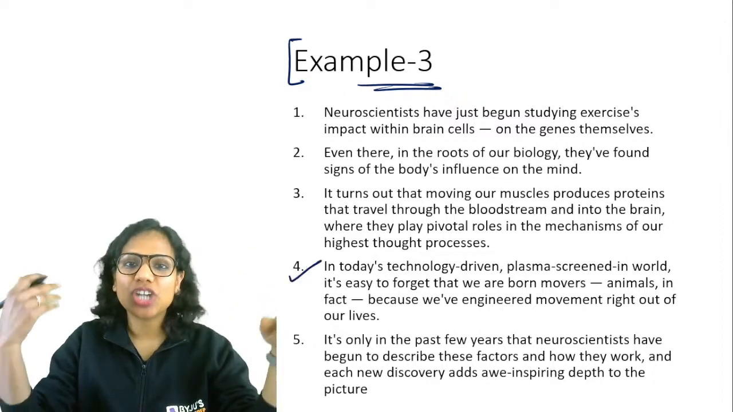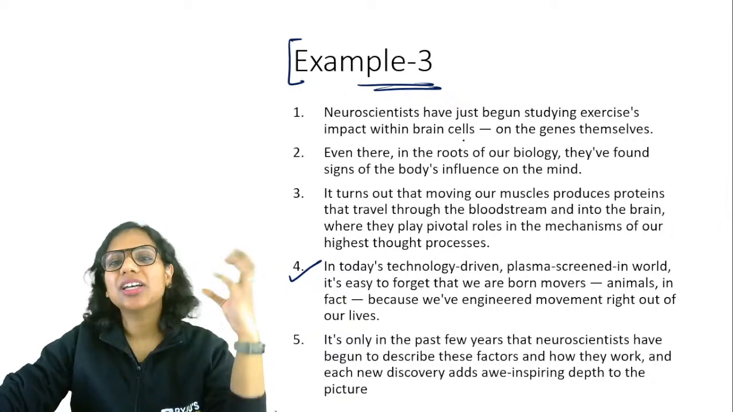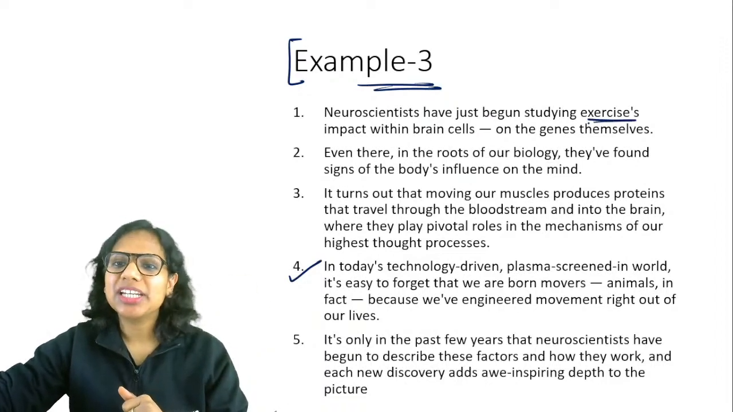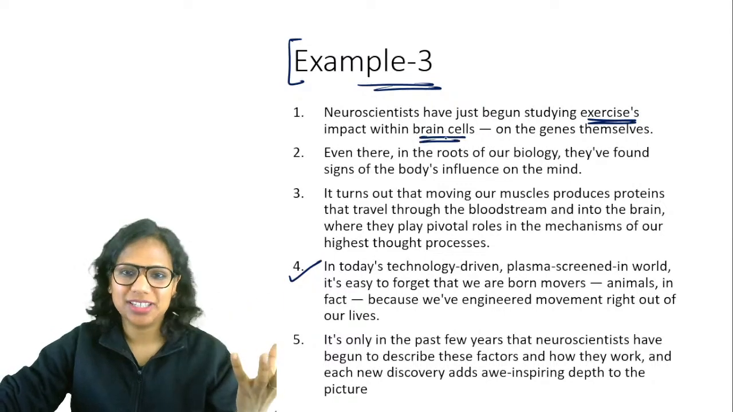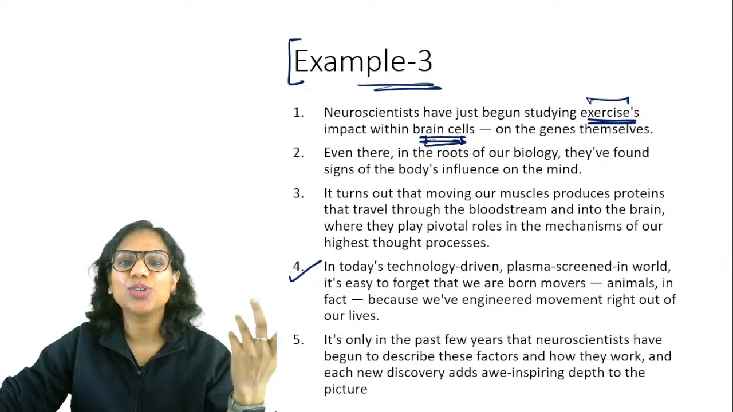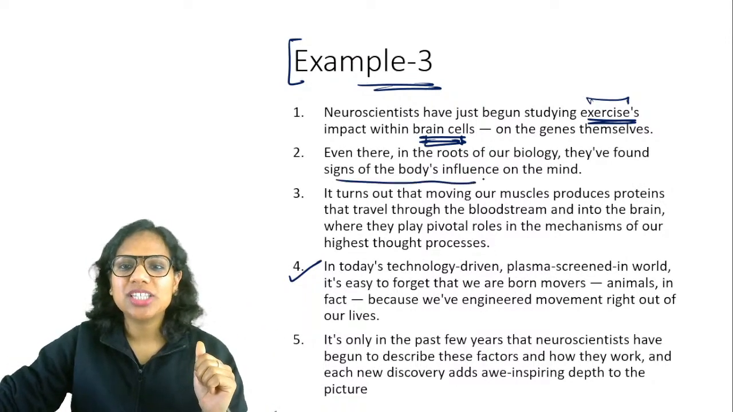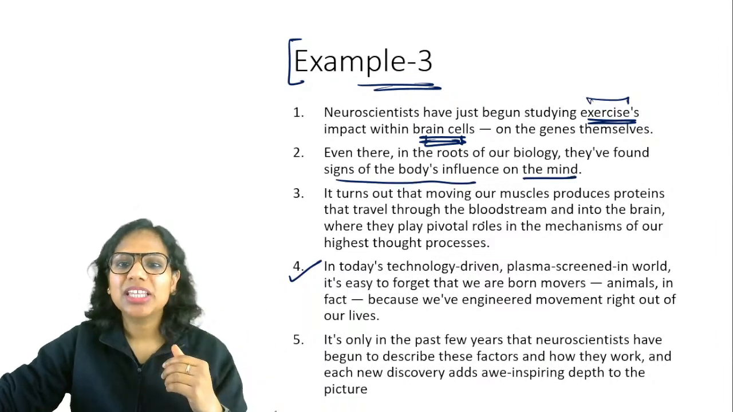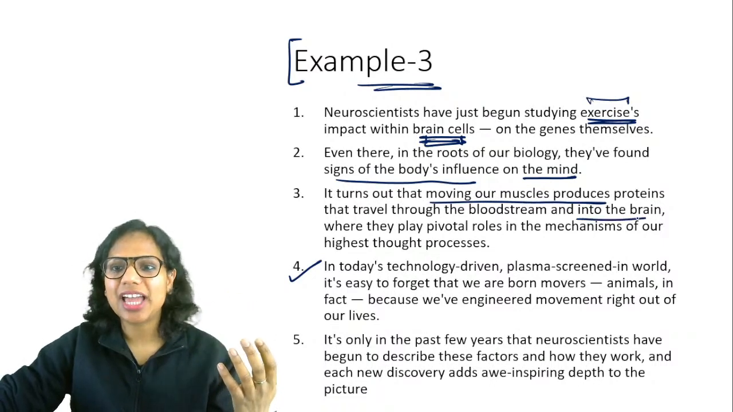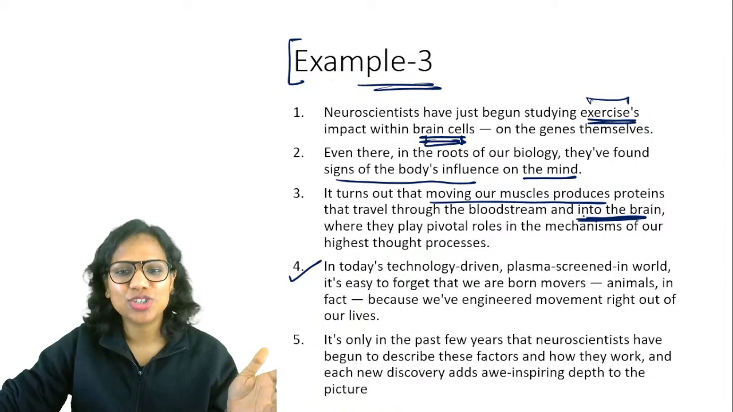And now, see, you've started to think that way. Correct me if I'm wrong, I think your thought process would have gone like this. You are relating exercise to brain, basically. We are relating the physical aspect to the mental aspect, the neurological aspect, right? Exercise to brain. Similarly, signs of the body's influence on the mind are related. Then, it turns out that moving our muscles, so again, exercising, releases proteins through the bloodstream and into the brain. Again, the mind-body relationship is present.